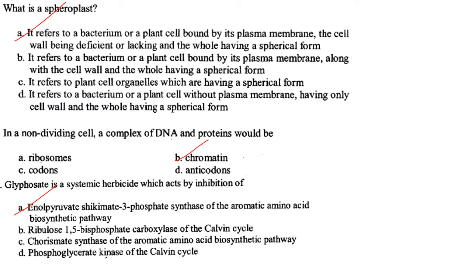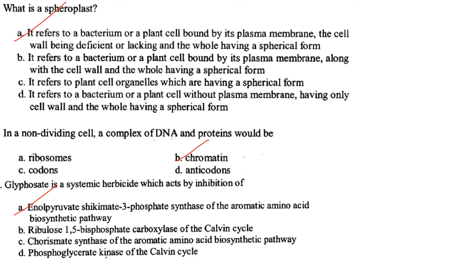Then what is spheroplast? So spheroplast refers to a bacterium or a plant cell bound by its plasma membrane, the cell wall being deficient or lacking and the whole having a spherical form. That is called a spheroplast. Answer is option A. In non-dividing cells, a complex of DNA and proteins would be.